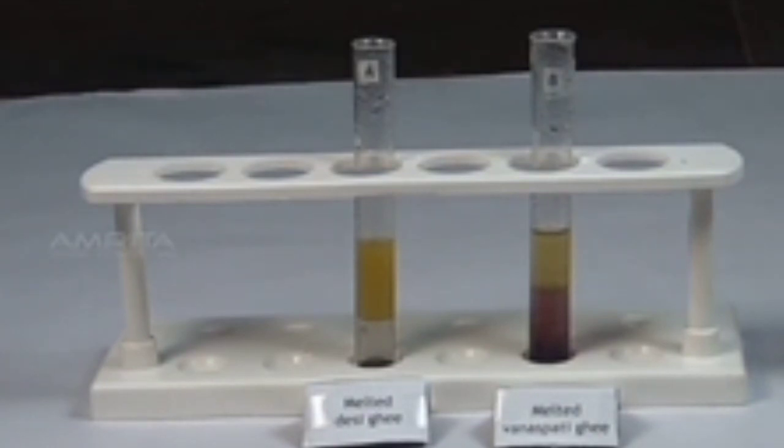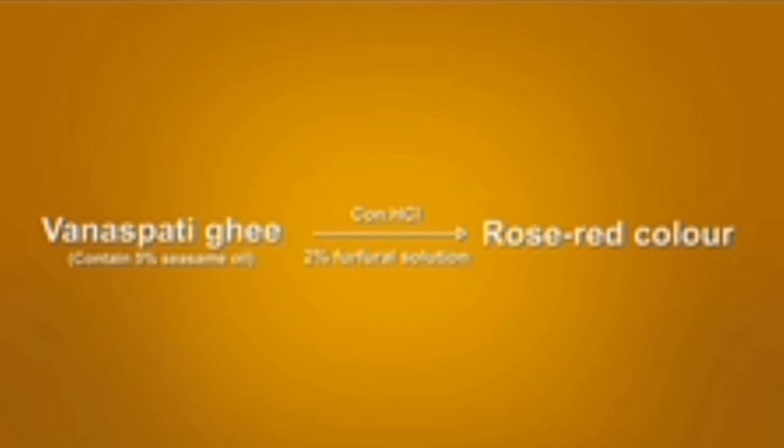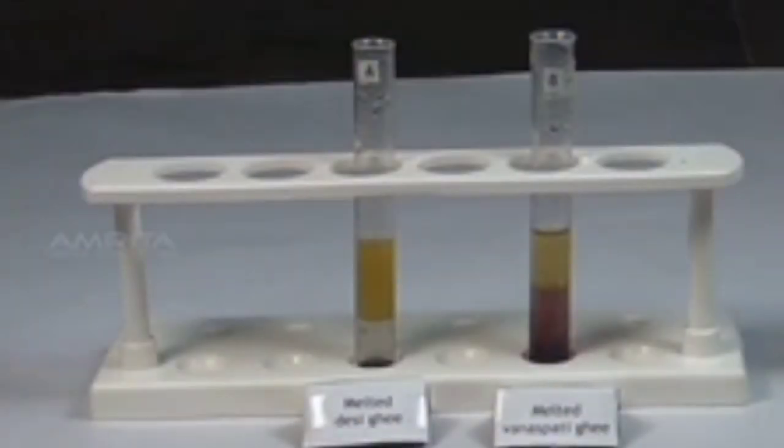A rose-red color is seen in test tube B, whereas no such color is seen in test tube A. Vanaspati ghee contains 5% sesame oil, which gives a characteristic rose-red color with concentrated hydrochloric acid and furfural solution, whereas pure desi ghee does not contain sesame oil.